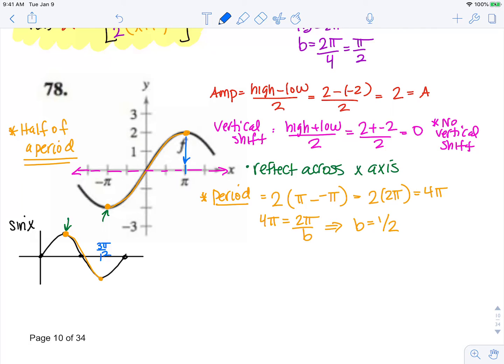So we know we shifted to the left. Let's see by how much. So my horizontal shift, I can figure out by doing 3 pi over 2 minus pi, which is 3 pi over 2 minus 2 pi over 2, which is pi over 2. So we went left this much.